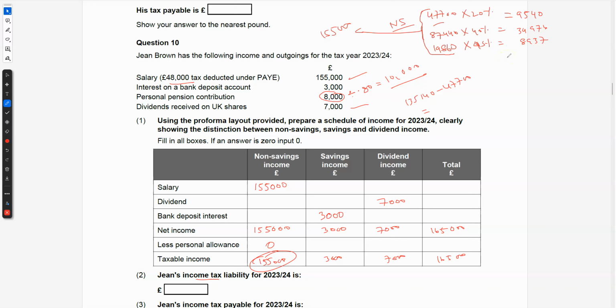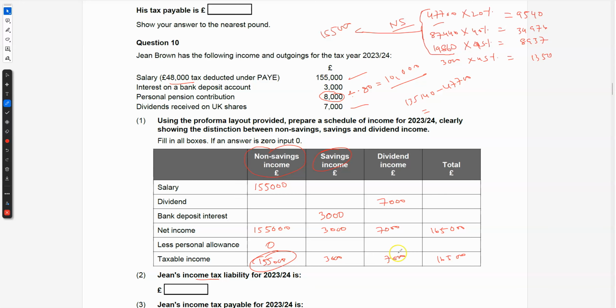The savings income definitely goes to the higher rate because with non-savings we have already touched the higher rate. So for savings income we don't have to give any allowance, because we are more than 155,000 now. That means we are more than 125,140. So there is no allowance for that. So you go straight away 3,000 at 45%, and that gives me 1350.